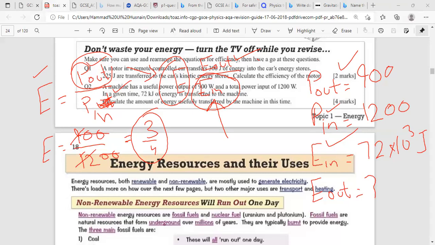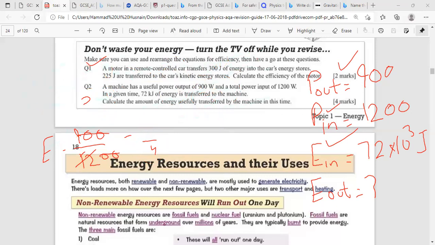First we calculated the efficiency using the power output and power input. We found out the efficiency, and then we used that efficiency and input energy in order to find out the output energy, because we wanted to find the output energy in this question, right? So you can read this question again and you will be able to sort it out by yourself. Read this question again, please.